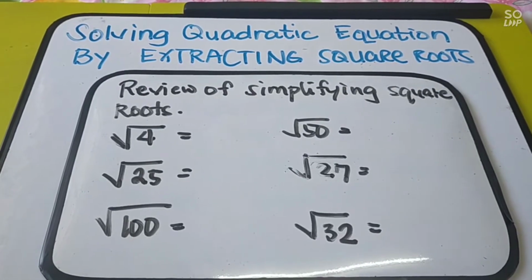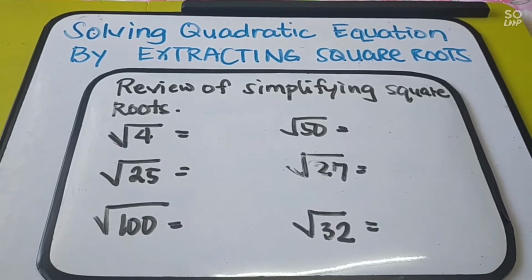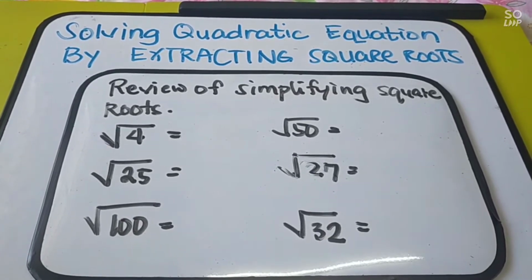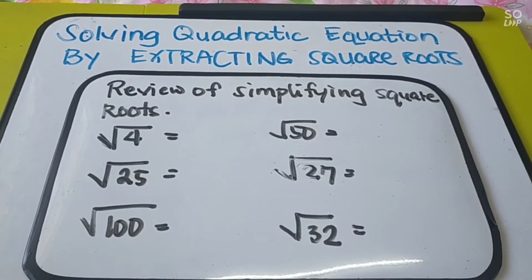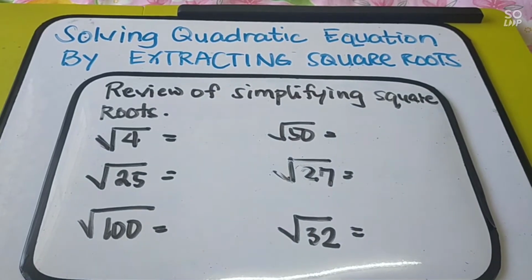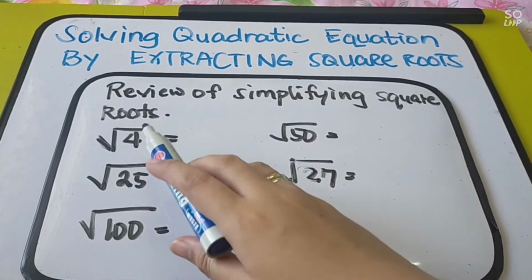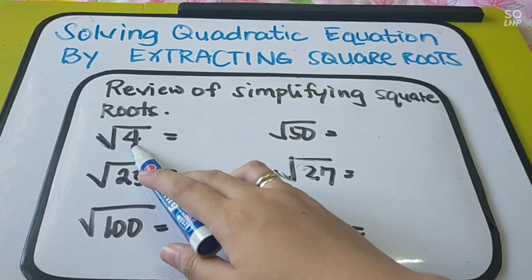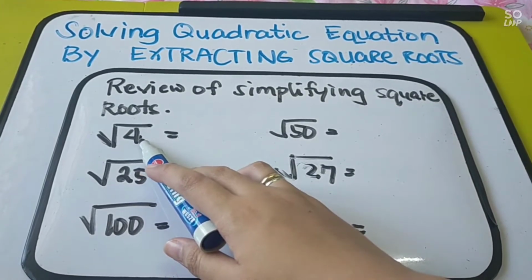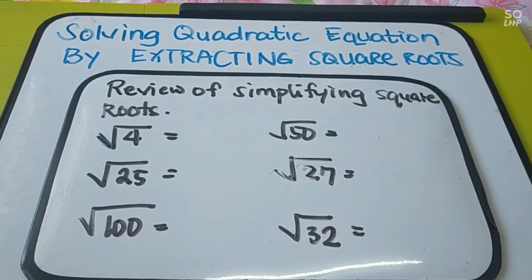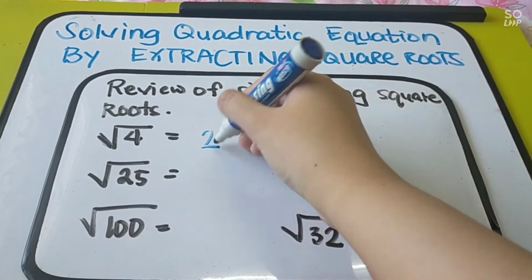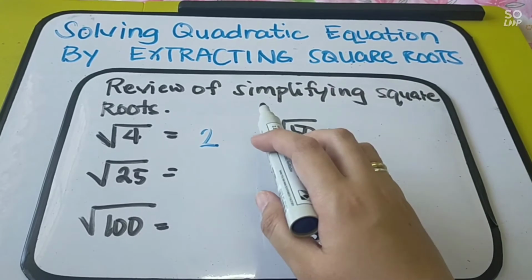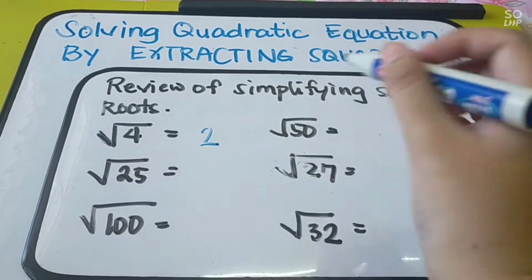Before we go with our main topic, let us have a review of simplifying square roots. We are going to find the square roots of the given number. For example, we have here square root of 4. What would be the square root of 4? So, for us to find the square root of 4, think a number na pag minultiply mo sa kanyang sarili, ang sagot niya ay 4. So, we have here 2. Diba? If you multiply 2 times 2, the answer is 4. Therefore, the square root of 4 is 2.